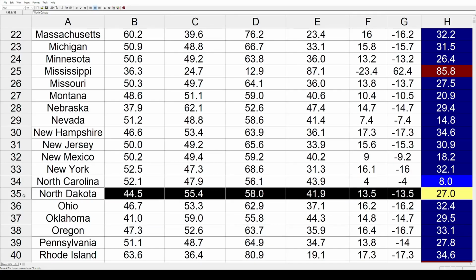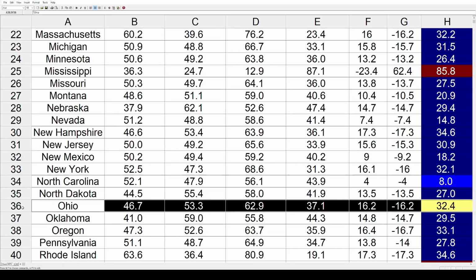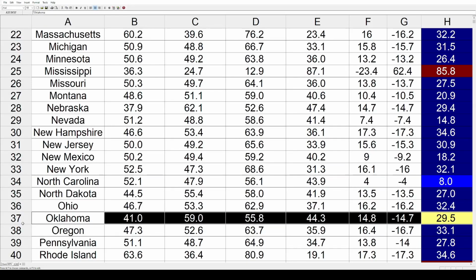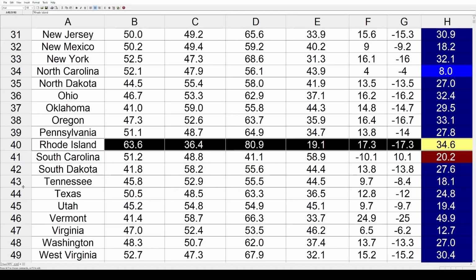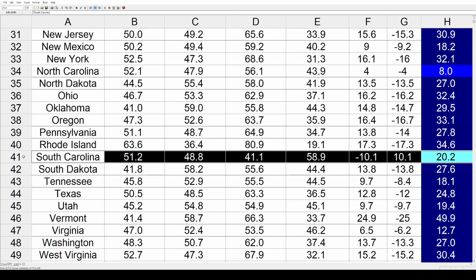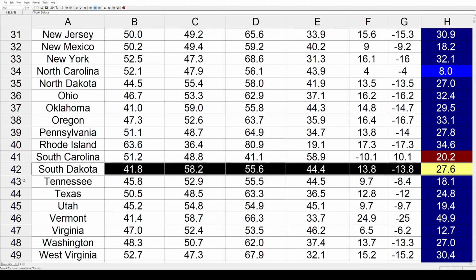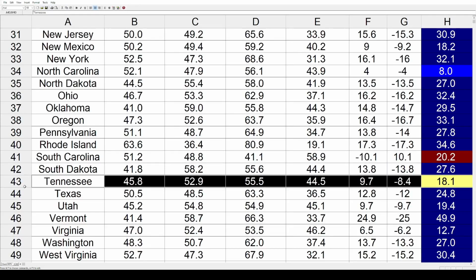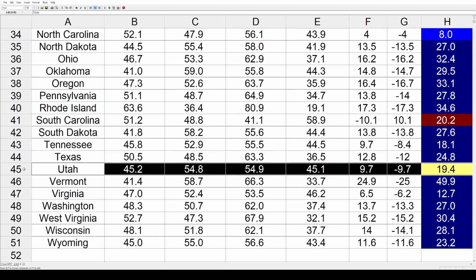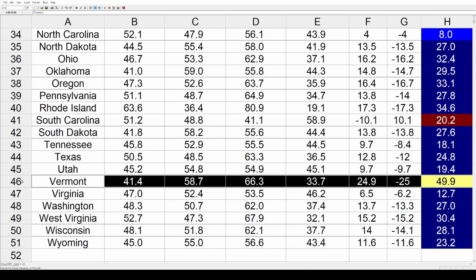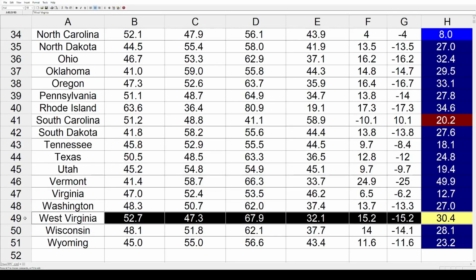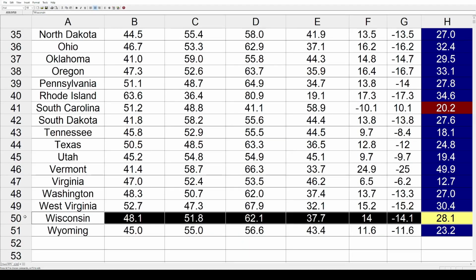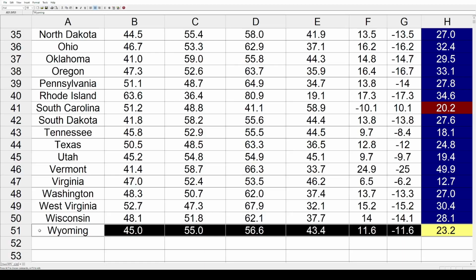North Dakota, back up huge toward the left by 27. Ohio, 32.4. Oklahoma, 29.5. Oregon, 33.1. Pennsylvania, 27.8. And Rhode Island, 34.6. South Carolina has that red shift again of 20.2. And the rest of the shifts are toward the Democrats. South Dakota's first, 27.6. Tennessee 18.1, Texas 24.8, Utah 19.4, Vermont just under 50, 49.9, Virginia 12.7, Washington 27, West Virginia 30.4, Wisconsin 28.1, and the last state is Wyoming, and that shifted 23.2.